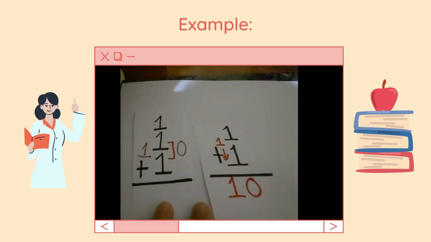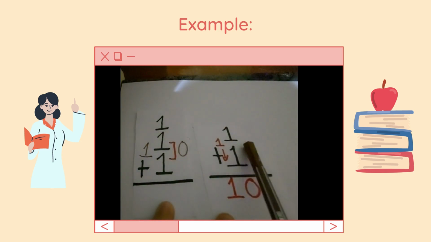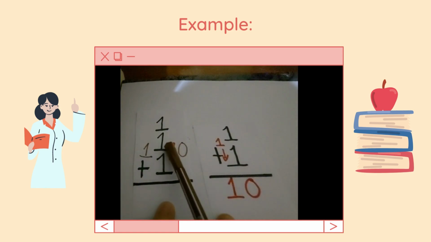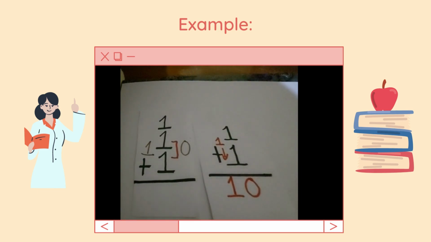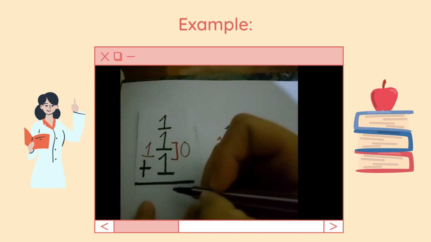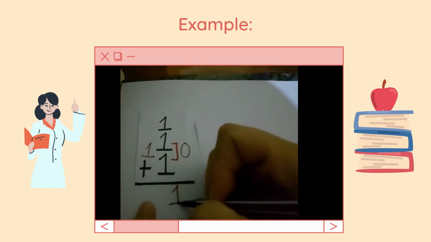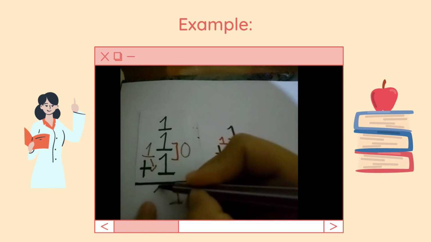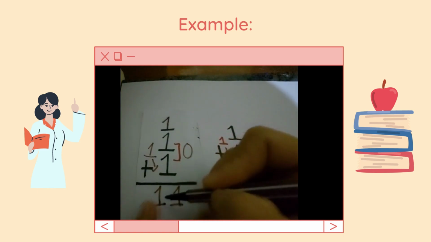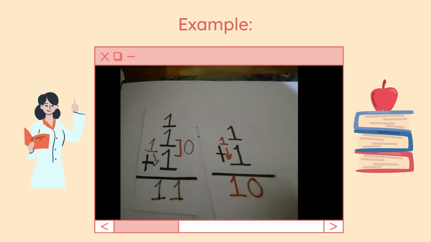Now, to re-explain, using this rule, we know that 1 plus 1 will give you a 0 with a 1 carry. But since now we have an extra 1, we add the 1 with the 0, which will give us a 1. And now all we have to do is bring down the 1 carry, which will give us a 1. Therefore, the answer will be 1, 1, or 11.